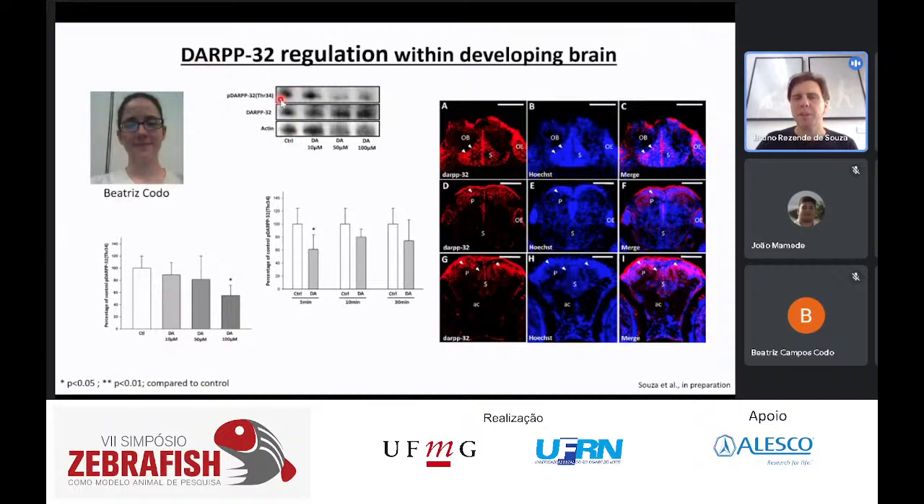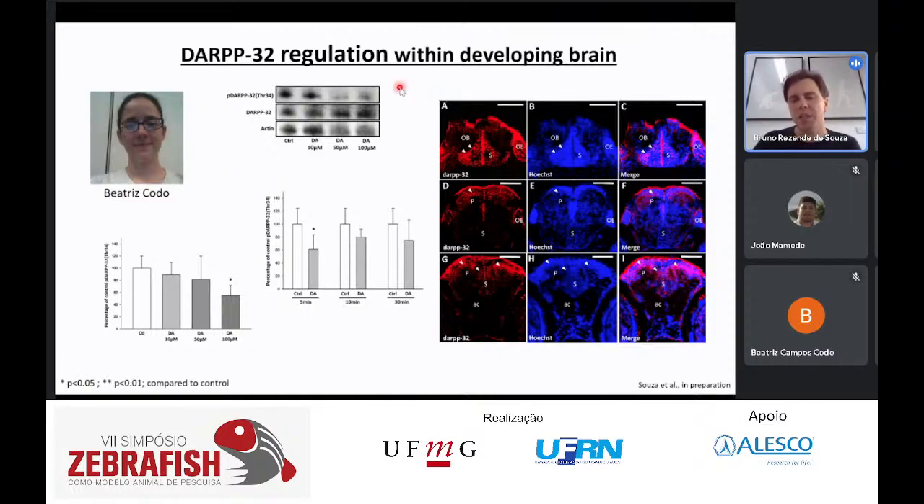We checked the regulation of DARPP-32 in the zebrafish brain. So we did all the experiments in larval stages, between 3 and 5 days post-fertilization. We checked the phosphorylation of DARPP-32, and we saw a decrease of phosphorylation of DARPP-32 when we exposed the 5-day-old larvae to dopamine for 5 minutes. With 10 minutes, we don't see that much. At 30 minutes, we don't see that as well. But at 5 minutes, at 100 micromolar, we can see a decrease of phosphorylation of DARPP-32.